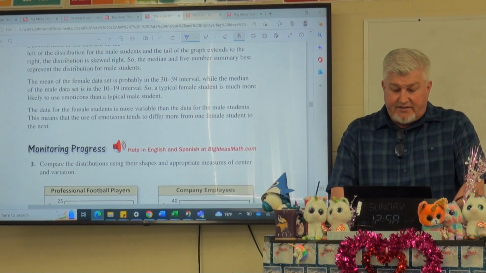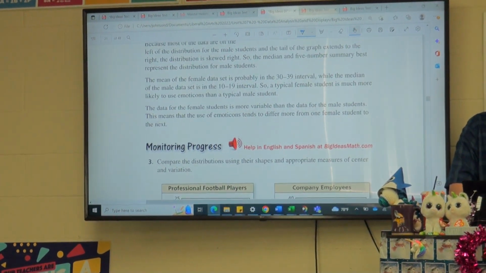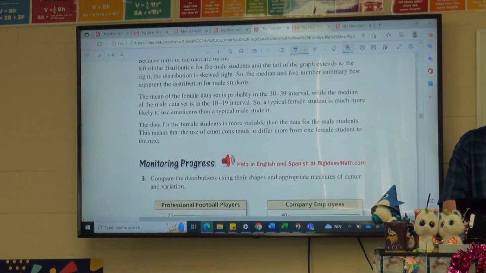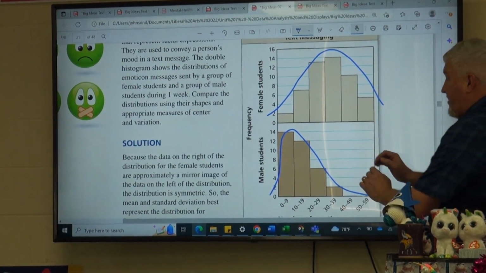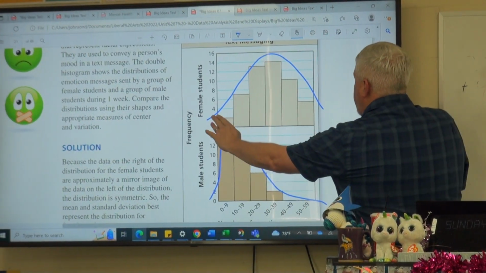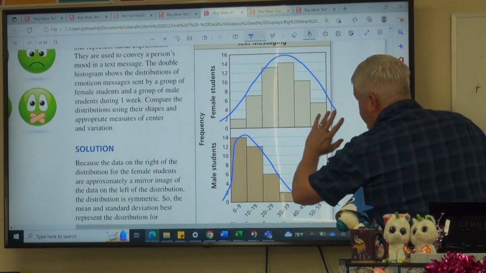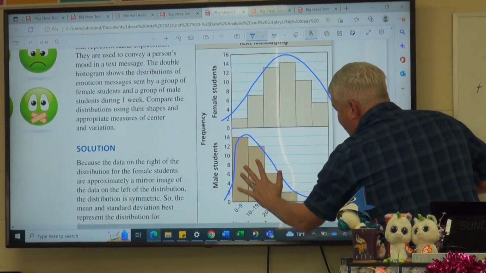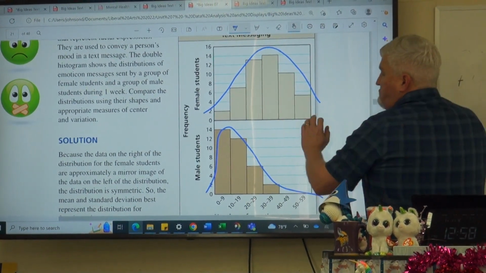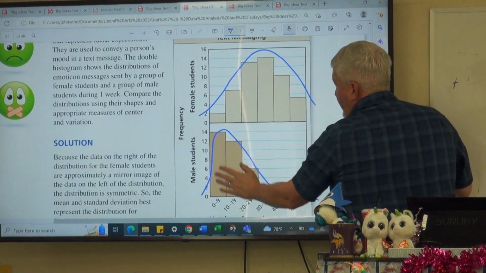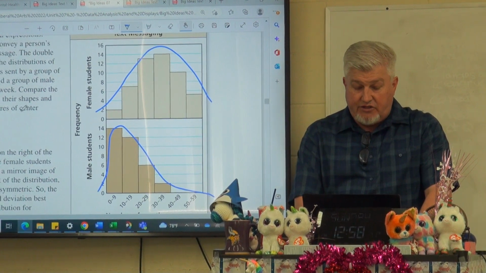So the other thing it asks to describe says the data for the female students is more variable than the data for the male students. This means that the use of emoticons differs more for females than it does for men. As you can see here, the data is distributed greater for the females. Here's the majority, but it's spread out. Versus the males, the vast majority is all the way over here with nothing on this end. So females vary much more in how they use them. Males are all going about it more consistently with each other.